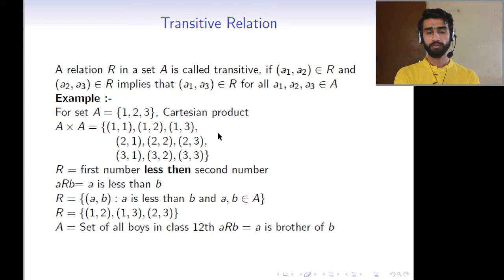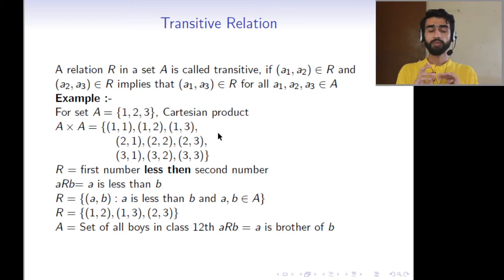We have the set A equals 1, 2, 3 and A cross A, the Cartesian product, is again the same. Now I am taking the relation A R B, which means A is less than B. So how will we say it? R equals the set of (A, B) in A cross A such that A is less than B. It means the two elements of a pair will be related if the first is less than the second.